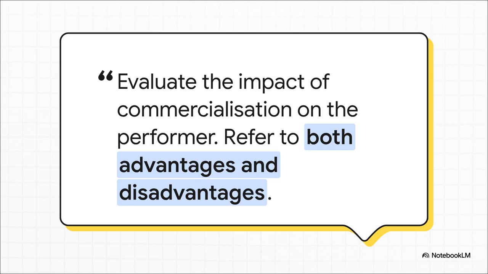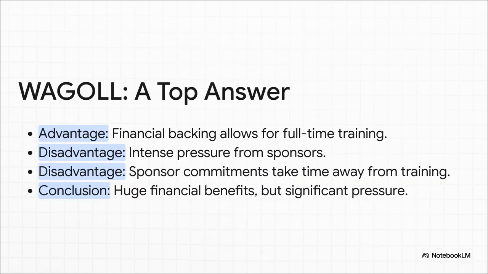Here's a classic 9-marker on our number 1 hot topic, commercialization. This is exactly the kind of question you should be expecting. And this is what a top-tier answer looks like. Let's break it down. You see a clear advantage. The money lets you train full-time. Perfect. Then it hits two distinct disadvantages: the crazy pressure from sponsors and how sponsor events can eat into your training time. And then the conclusion. It weighs both sides up and makes a clear, decisive judgment. It says, yeah, the money is huge, but the pressure and impact on well-being are also massive. That's a top-band answer right there.